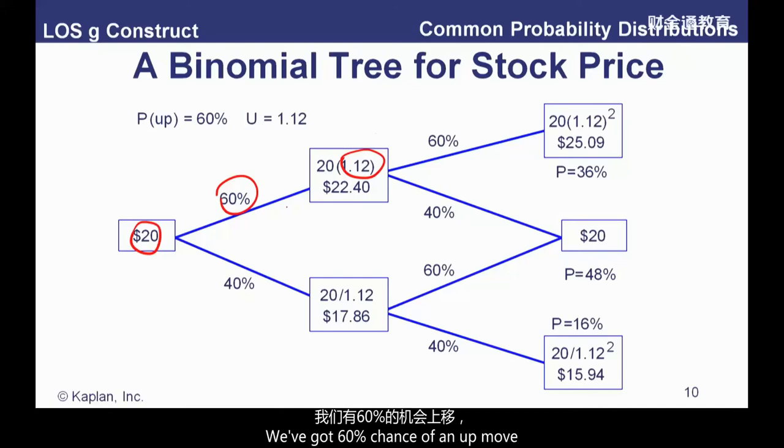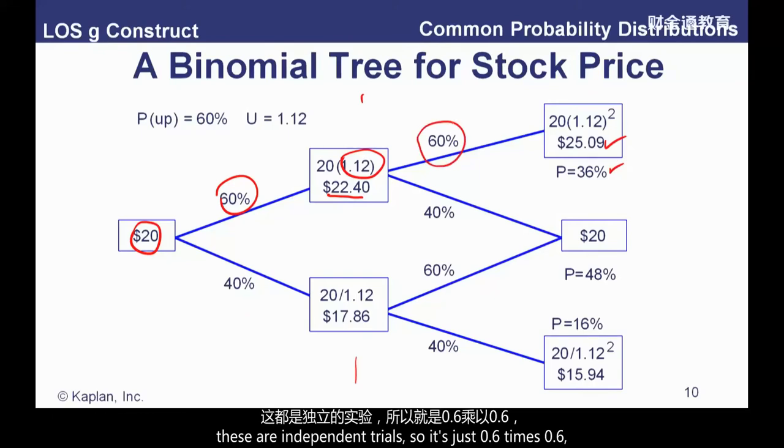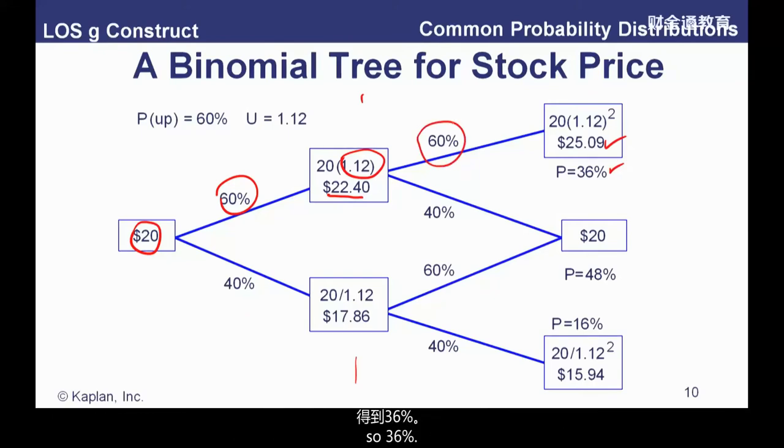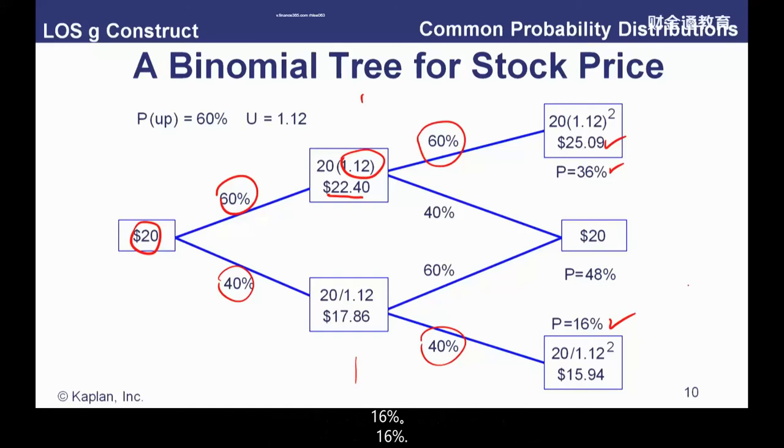We've got a 60% chance of an up move, and that gives us this value when we multiply by the up factor, 22.40. If in the next period, and we've got a 2-period model here, here's the end of our first period. In that second period, if it goes up again, we multiply by the up factor and get a price of 25.09. And the probability of getting 2 up moves, well, these are independent trials, so it's just 0.6 times 0.6, so 36%. Probability of 2 down moves, same way, 40% times 40%, so the probability here, 16%.